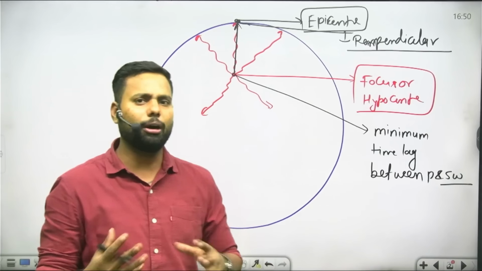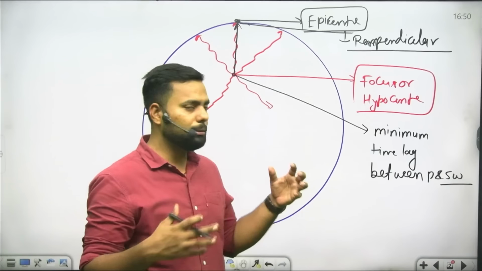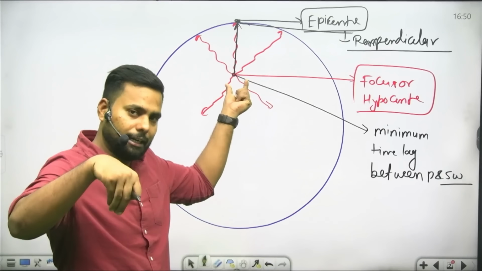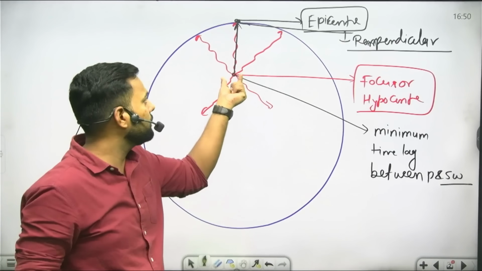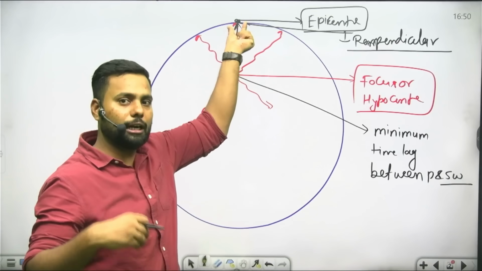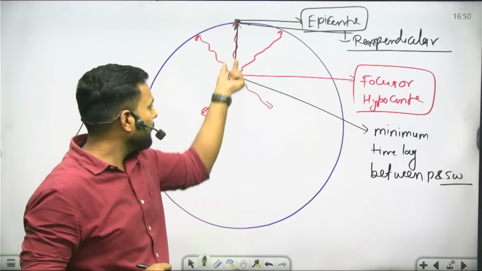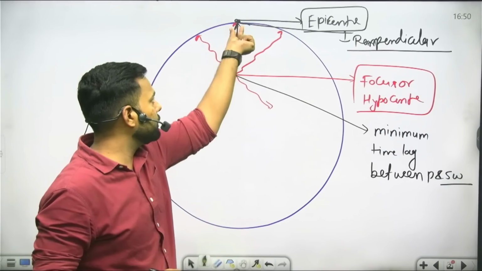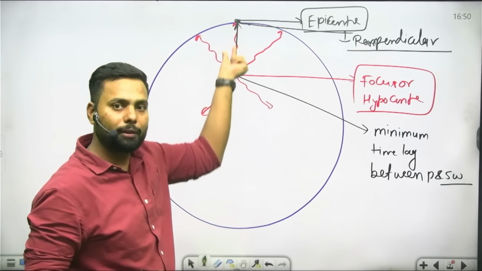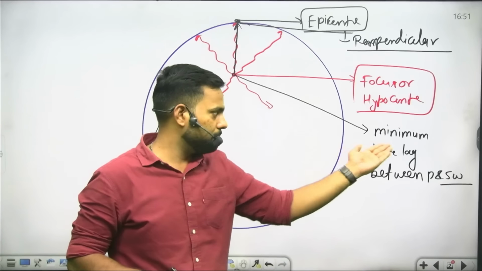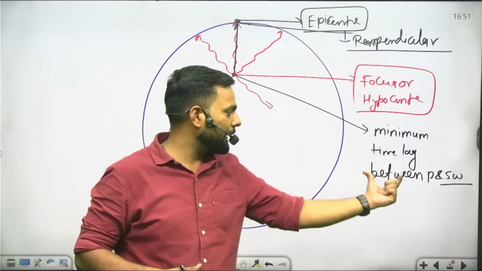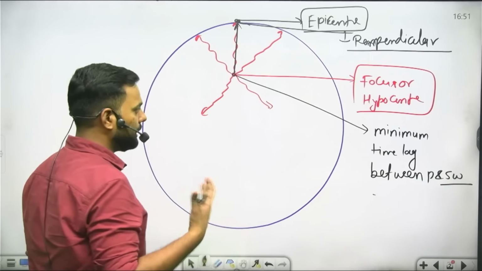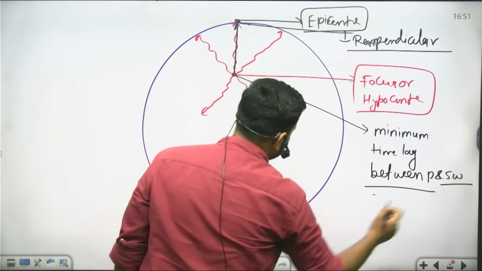There is a very common confusion amongst the students. What is focus? The focus is situated inside the earth, and the epicenter is situated outside, on the earth's surface. The epicenter is situated perpendicular above the focus, or you can define it as the minimum time lag between P and S. It is more scientific, sounds pretty good, so you can do it this way too, okay.